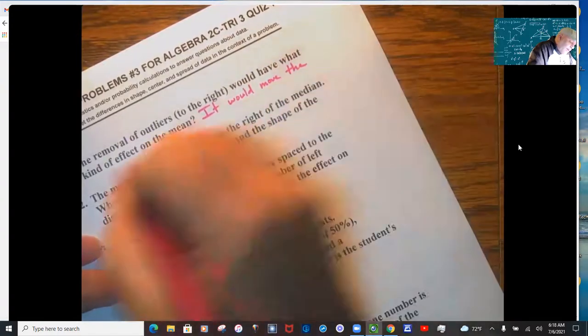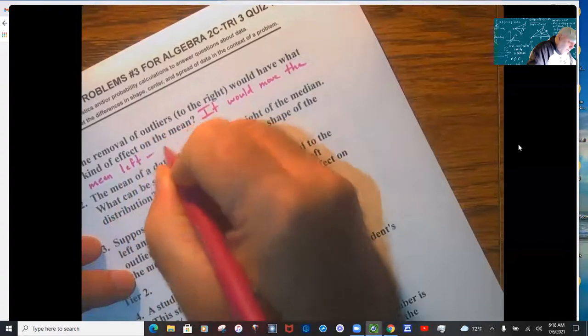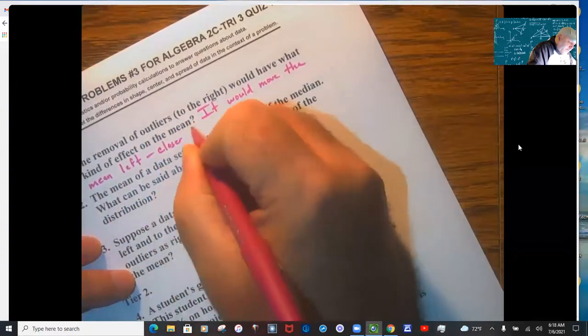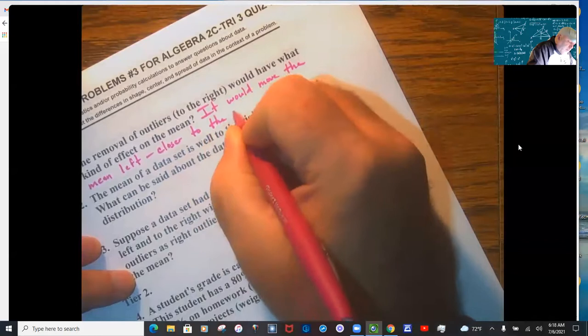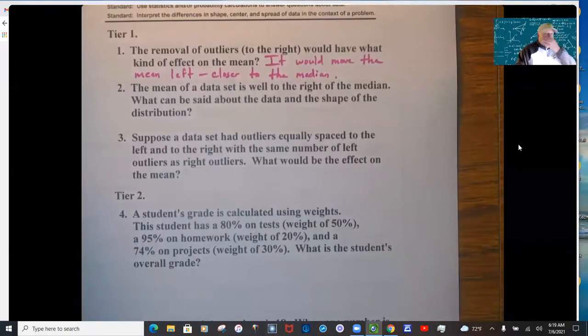We mean left, closer to the median. So oftentimes that's what happens in a set of data. You find out you got an outlier and you pluck it out of there, and then it makes the mean and the median agree much, much more.